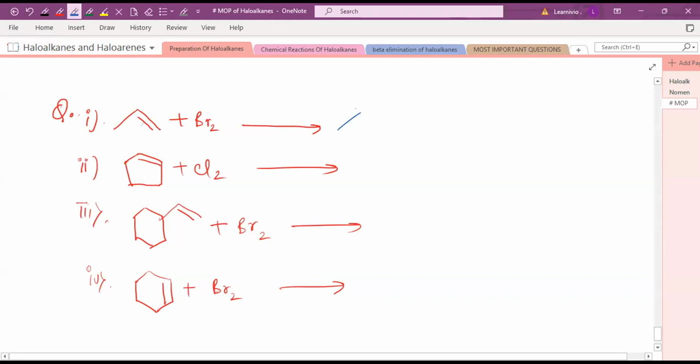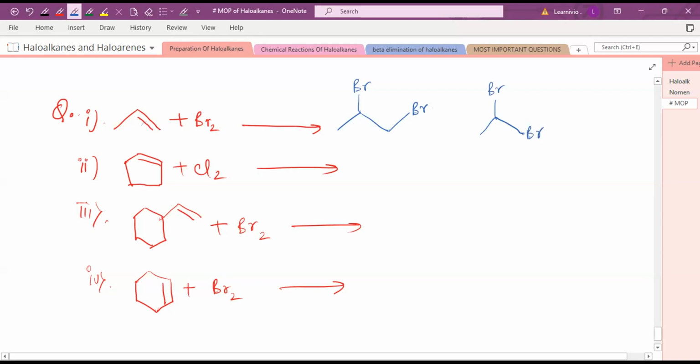So you will get one bromine here and one bromine here. This will be your final product. Sometimes the students, what I have seen you guys do, you attach chlorine and bromine here, so that's wrong.